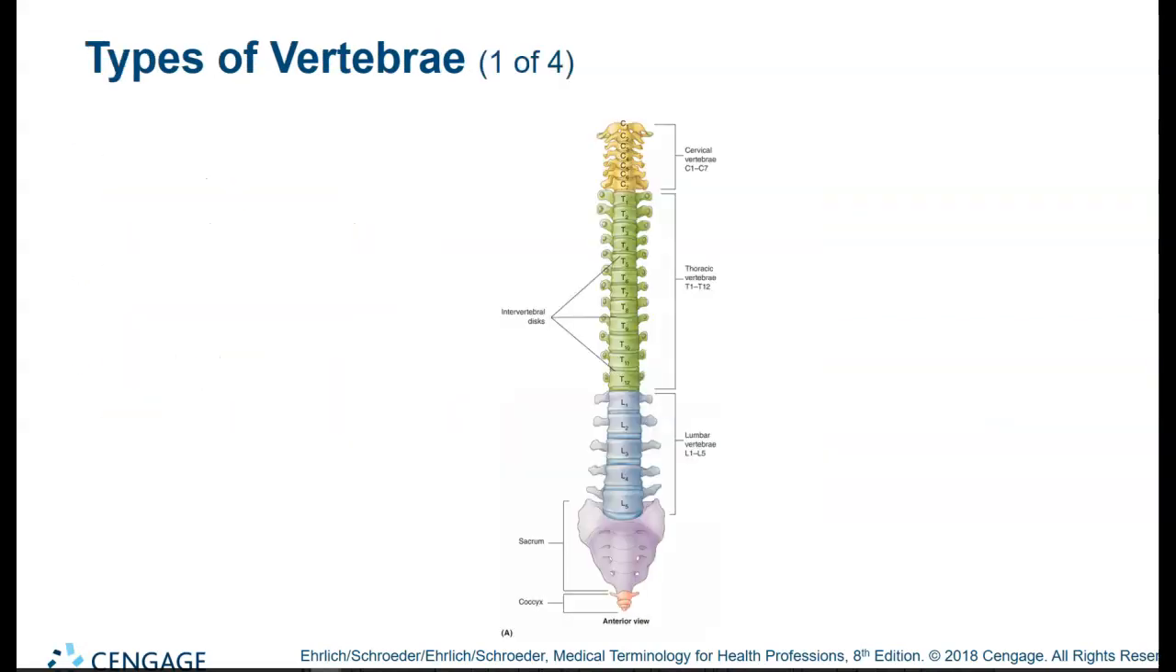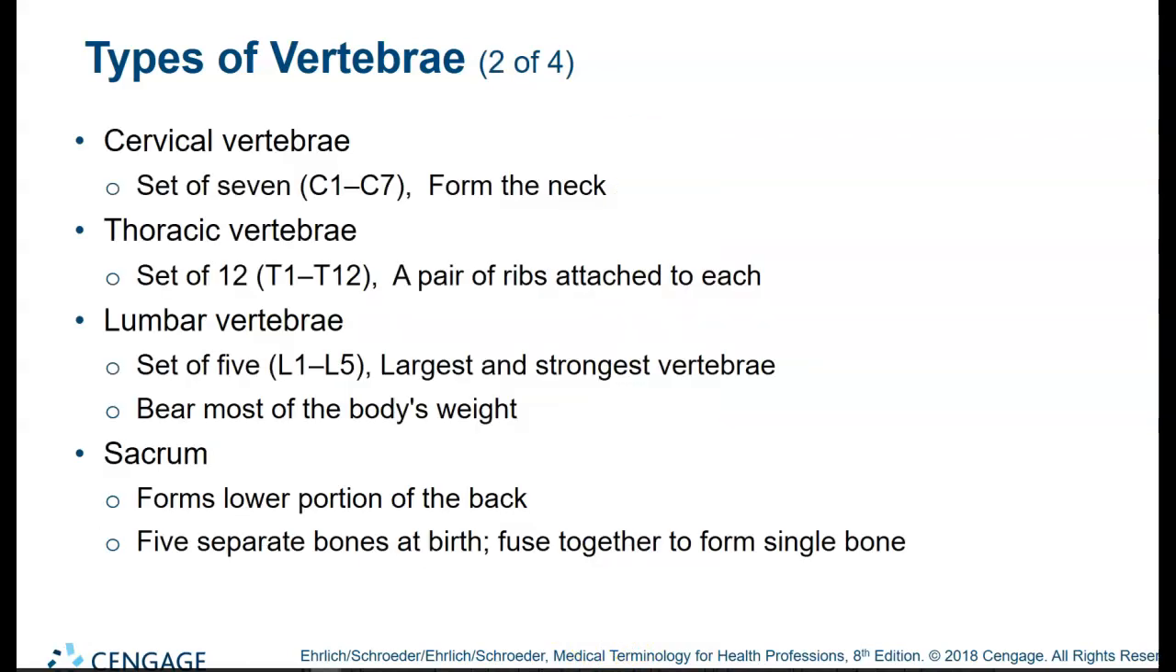Okay. There are different parts to the spinal column. Our cervical vertebrae are C1 through 7. They're at the top. The thoracic vertebrae are 1 through 12. The lumbar are the next, 1 through 5. Then we have the sacrum and then the coccyx. And again, it tells you a little bit more about that.